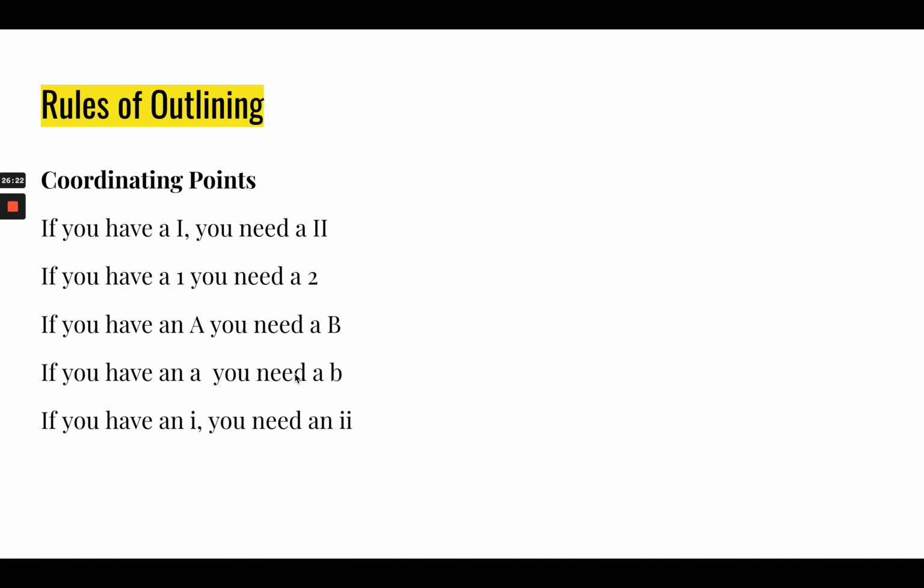You coordinate points. If you have a 1, you must have a 2. If you have an A, you have to have a B. If you want 3s, C's, D's, add them however you need them, but do know you have to have at least 2. If you have 1, you have to have 2.